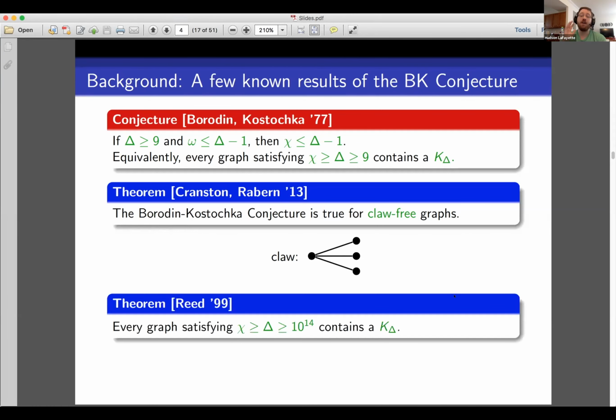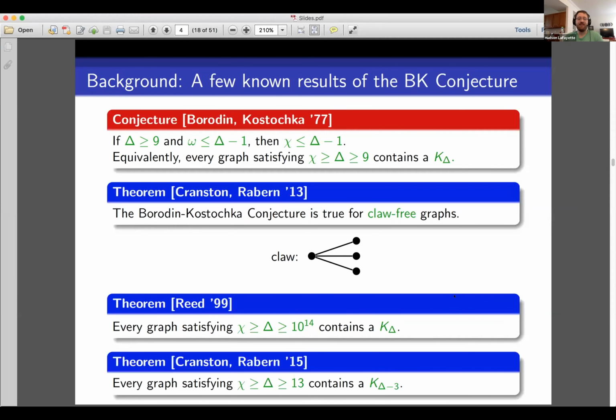Reed in 99 proved an awesome result where delta sufficiently large suffices. The conjecture is true for delta at least 10 to the 14; he used the probabilistic method. He said in the paper you could bring that down to 10 to the 3 if you were really careful with the constants in the argument, but nothing like 10 squared. But super cool. If you have a conjecture, you always want to know if it's at least true in the extremal case. So we have that at least.